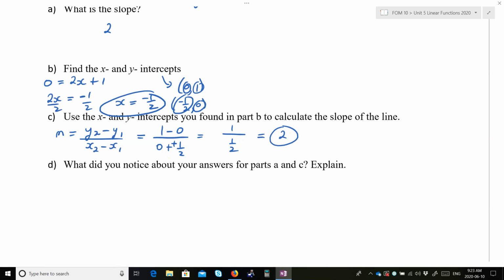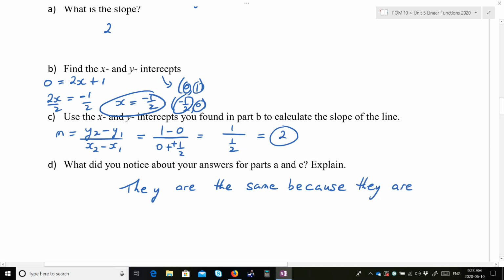And what did you notice about your answers for parts A and C? They are the same. Explain. Because they are both the slope of the line.